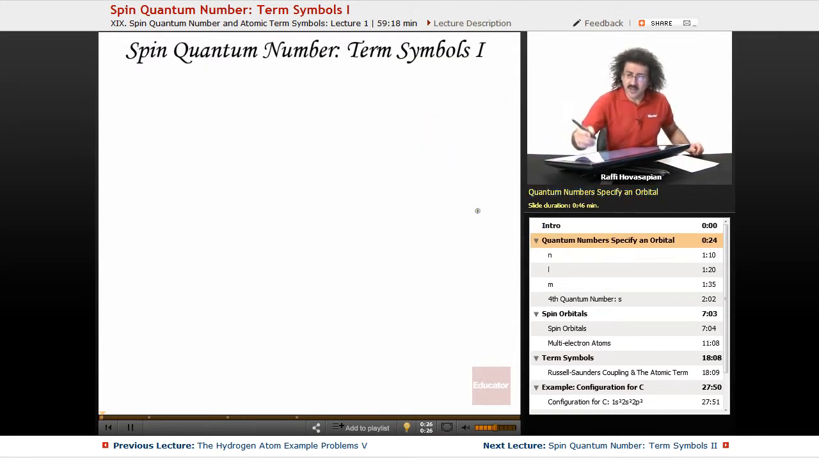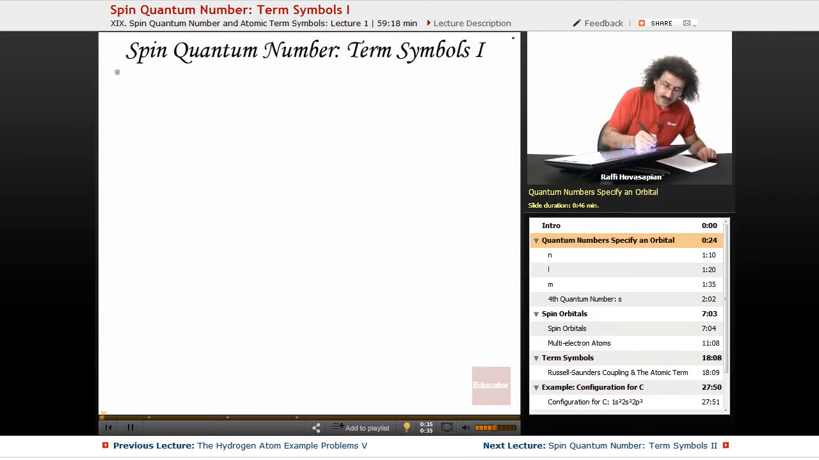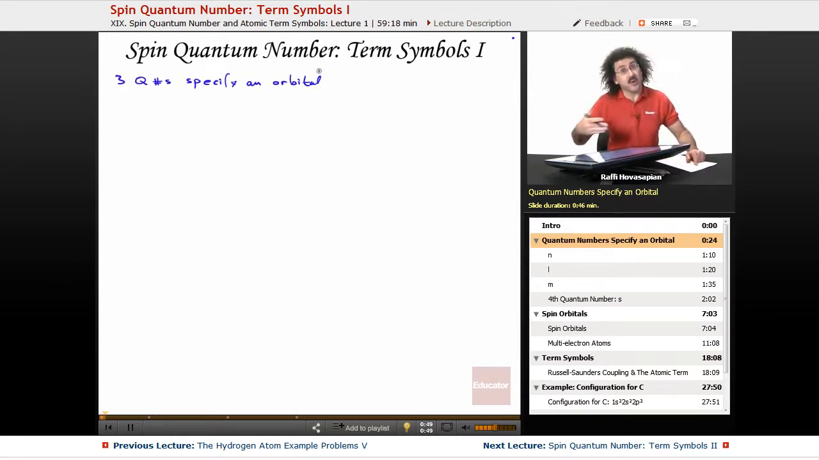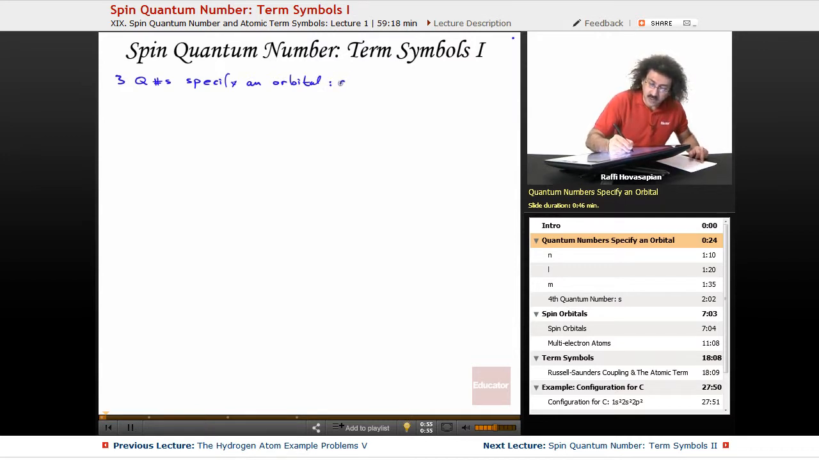Okay, so 3 quantum numbers so far. These 3 quantum numbers specify an orbital, a wave function. A wave function represents an orbital for the hydrogen atom that we saw. So we can also call it a quantum state if we want, or again, we can just call it a wave function, which is exactly what it is.